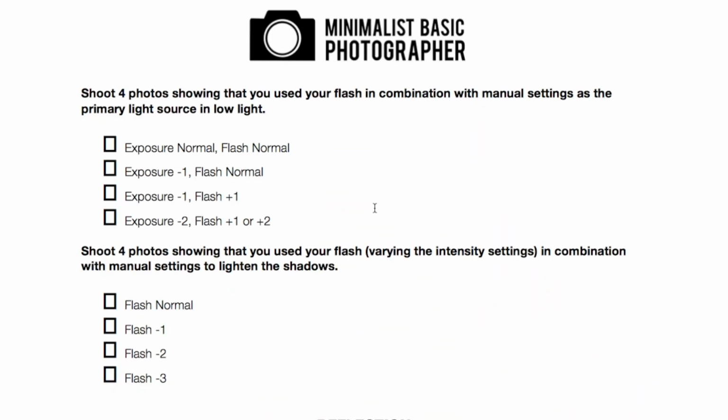You're going to shoot 4 photos showing that you used your flash, varying the intensity settings in combination with manual settings in order to lighten the shadows. All right, so what you're going to do here is you're going to go to a scene like maybe outdoors, midday, sunny day, where you get your subject being lit by the sun. So you're going to have really hard-edged shadows, and in those shadows, if you expose properly, it's going to be really, really dark. There's going to be virtually no detail. It might be totally black.